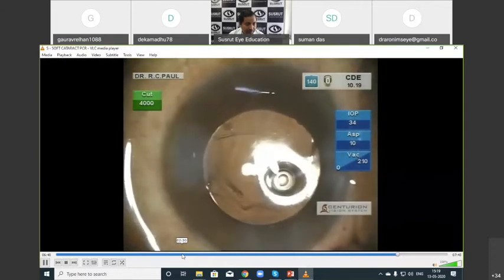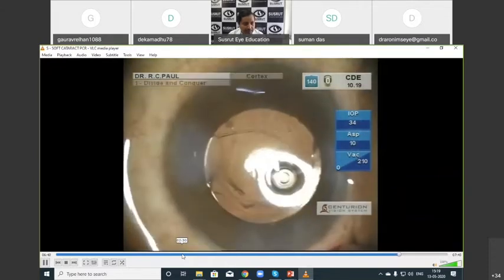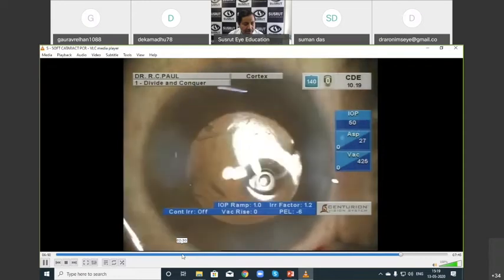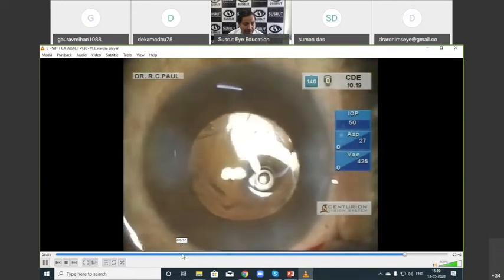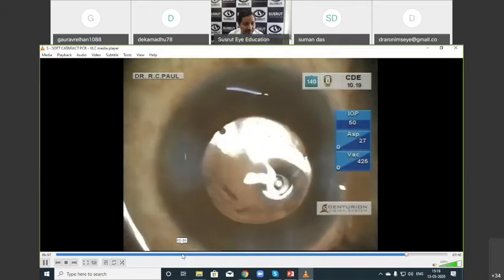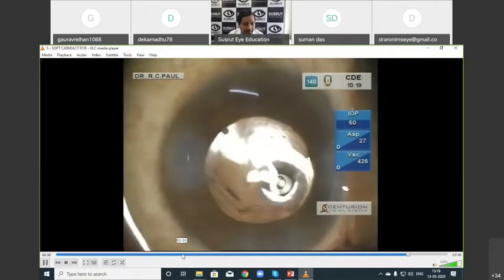Pilocarpine has been given. Somebody put this question to me: if I don't put triamcinolone, what then? This is known as the pilocarpine test. You can see how regularly the pupil is constricting.